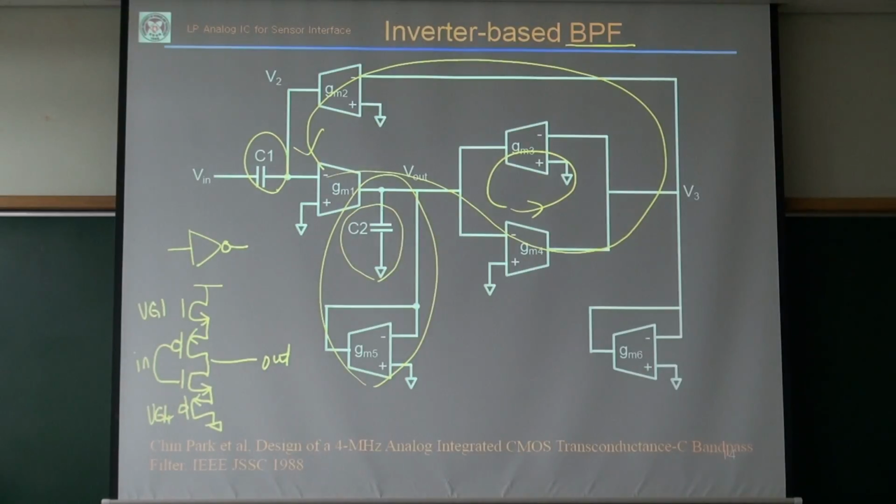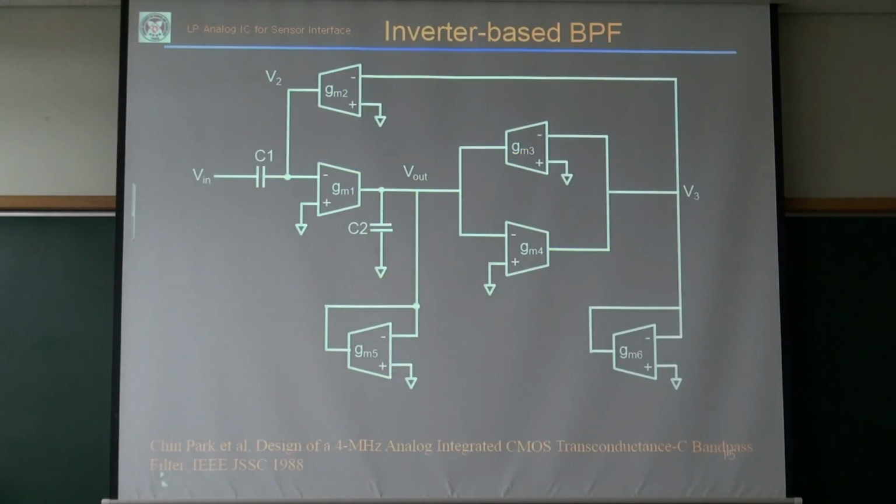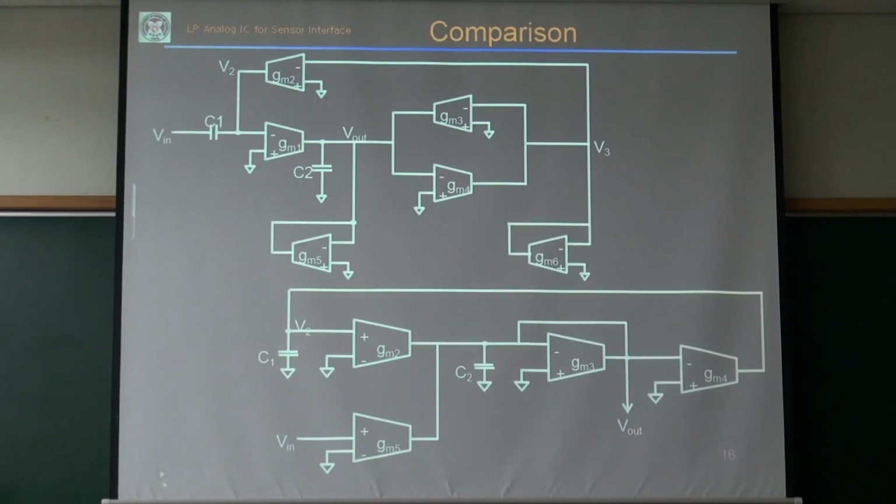Let's compare this one with the other topology. This is the bandpass filter implementation using inverters. And this is the conventional topology for bandpass filter we've seen before. So let's look at the loop. We know this one is just a resistor, a gm-C grounded resistor connected here.